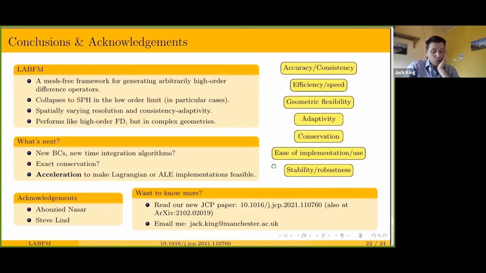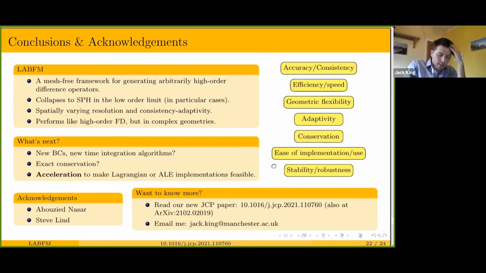Good. So to briefly conclude, LABFM allows us to generate arbitrarily high order difference operators. I've gone up to 12th order, but there's no reason I couldn't go higher, although the stencils get big and solving the linear systems gets expensive. So arbitrarily high order difference operators on an SPH-like node or particle distribution. And it can include spatially varying resolution and spatially varying accuracy. And the implementation we've got is pretty robust, so it can handle transonic flows, including shocks.